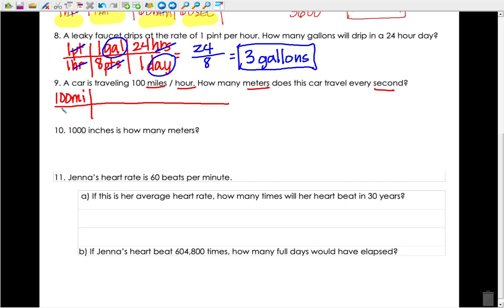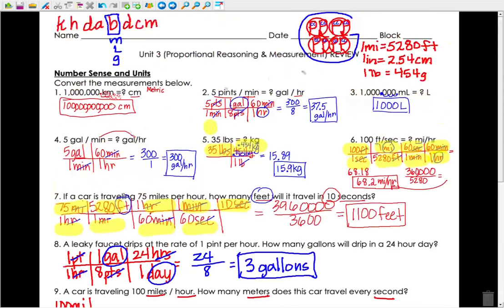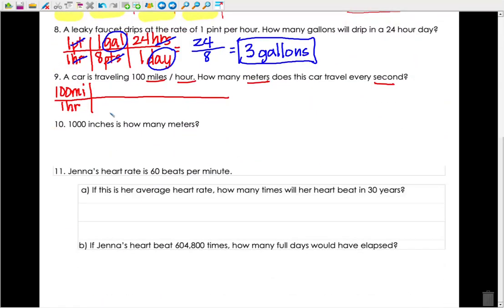Set up my first portion, which is 100 miles over 1 hour. And I want to go down to meters. So let's get down to centimeters, because I know that 1 inch is 2.54 centimeters. So if I want to go from customary to metric, I need to cross over at that point. And I'll start again by taking miles down to inches.